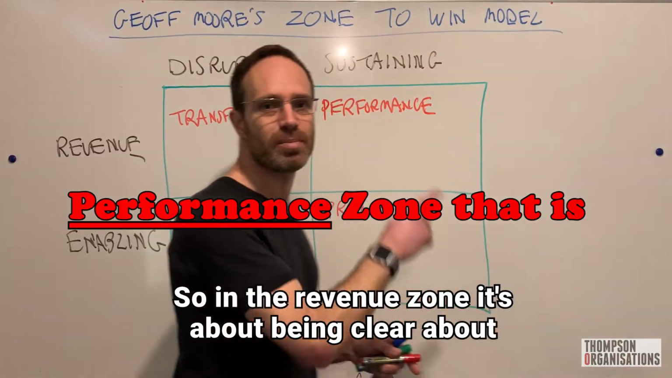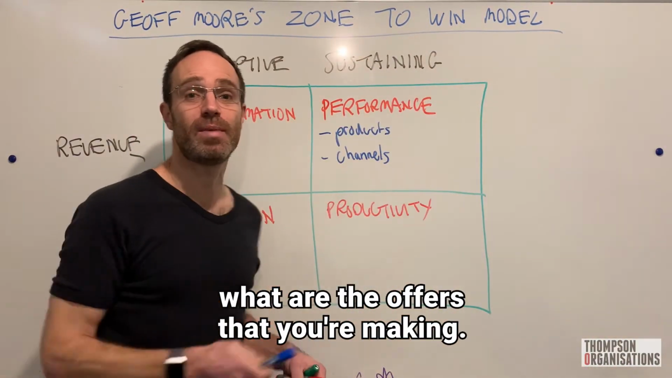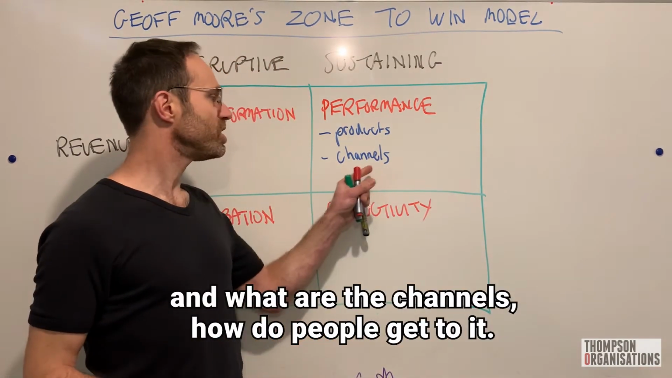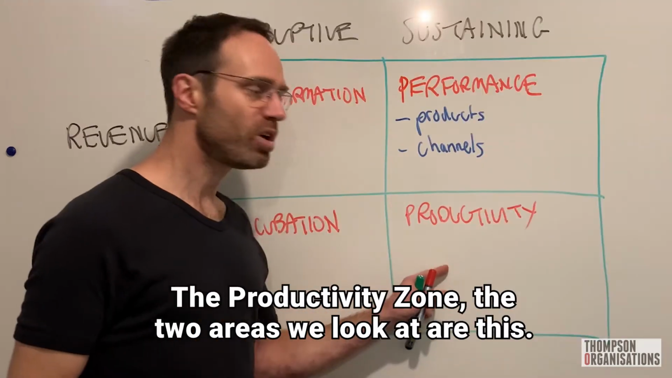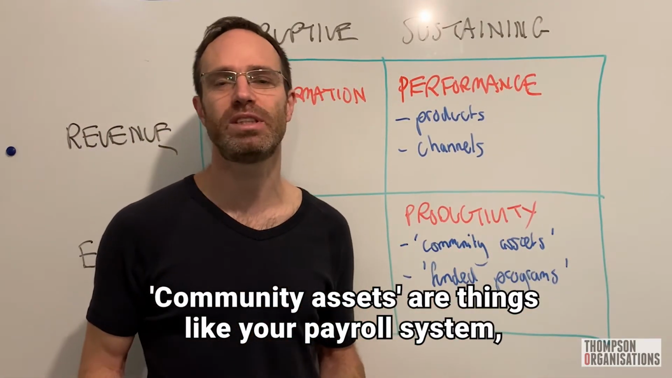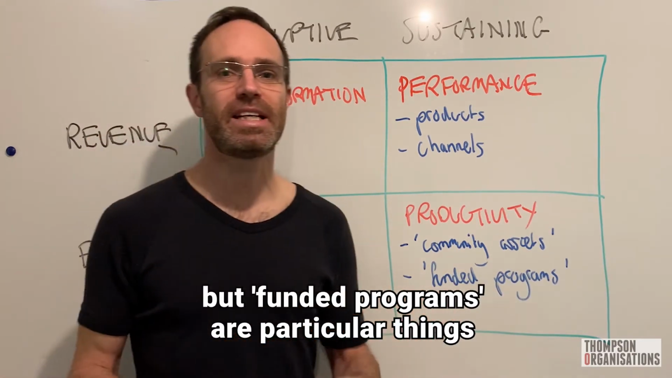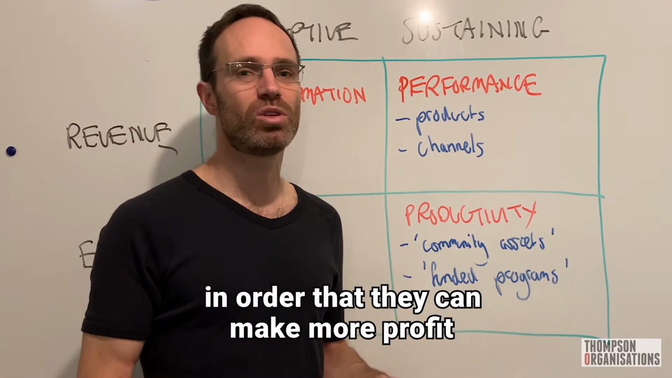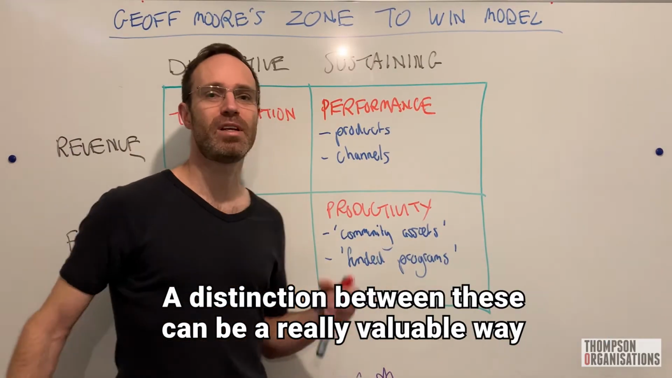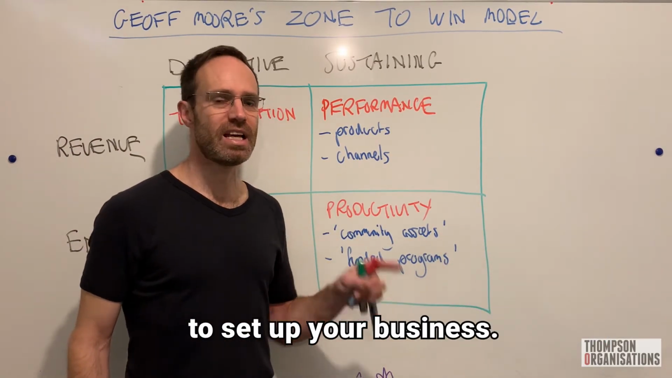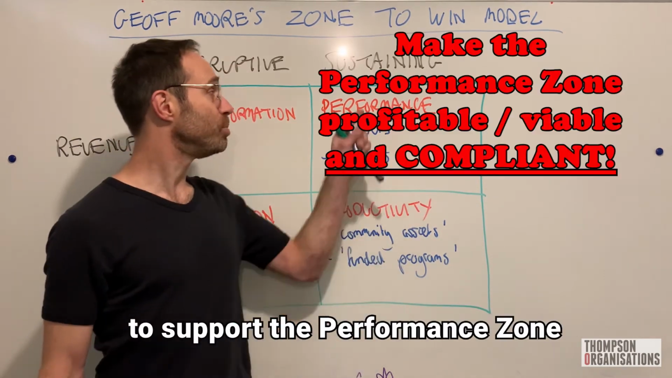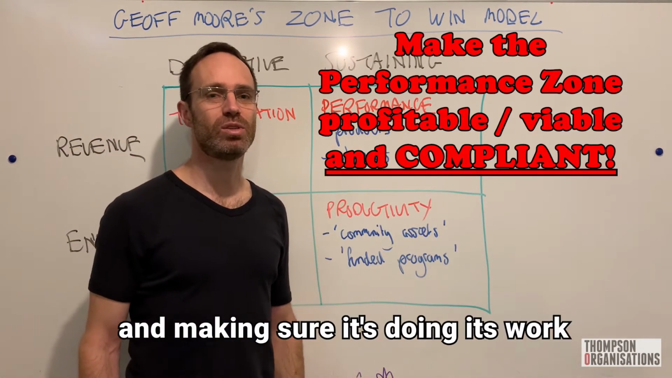So in the revenue zone, it's about being clear about what are the offers that you make. Even if you're in the social sector, what are you providing to the people that you care for? And what are the channels? How do people get about doing it? The productivity zone, the two areas we look at are this. Community assets are things like your payroll system, but funded programs are particular things that areas are looking for in order that they can make more profit as they're producing their revenue. A distinction between these can be a really valuable way to set up your business. The goal of the performance zone is revenue. The goal of the productivity zone is to support the performance zone in making sure it's doing its work effectively and efficiently.